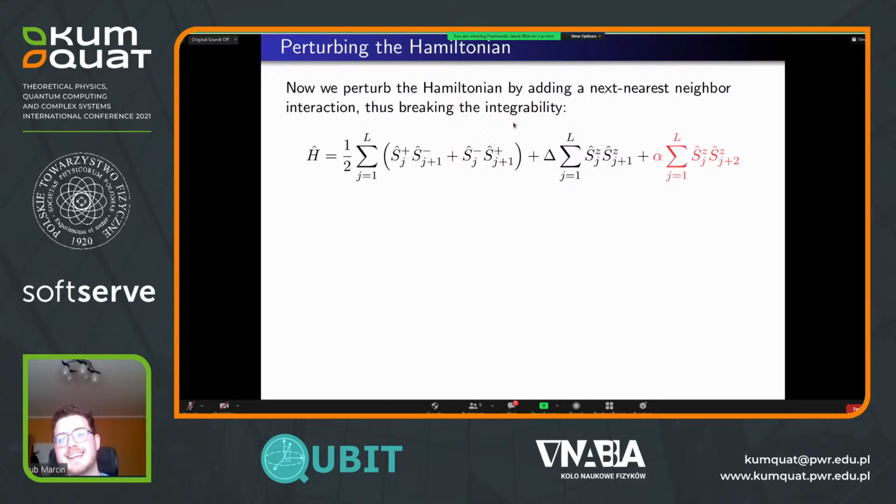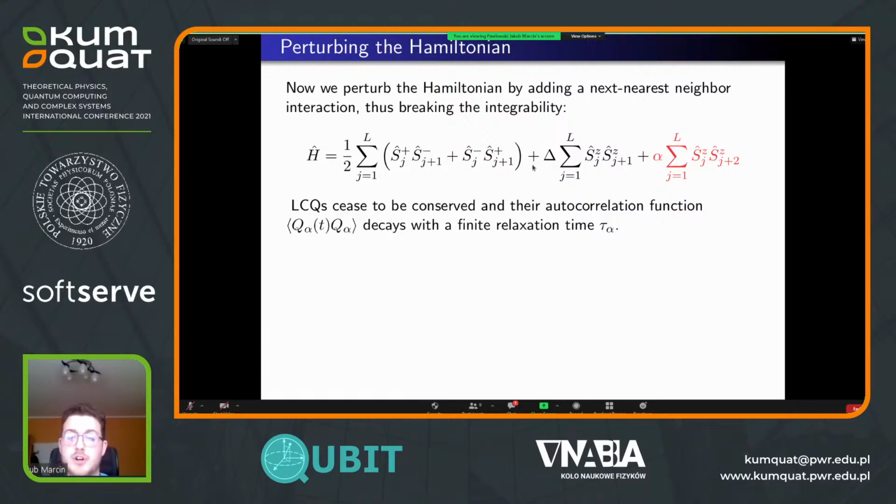This means that these local conserved quantities cease to be conserved. The autocorrelation function decays with finite relaxation time, say tau alpha. We cannot say much about this decay in general, just as Dr. Riegel said in his presentations, but we can do some case studies. For example, imagine that these autocorrelation functions decay exponentially. This is, well, quite a reasonable assumption, I think, because usually in physics, when there's decay, there's an exponential function lurking somewhere.